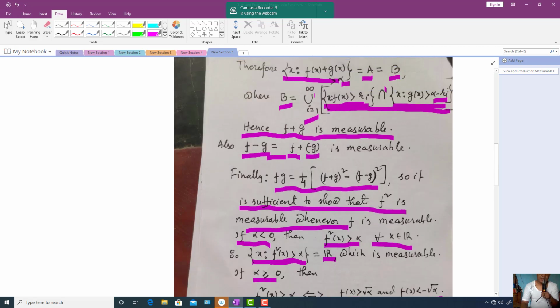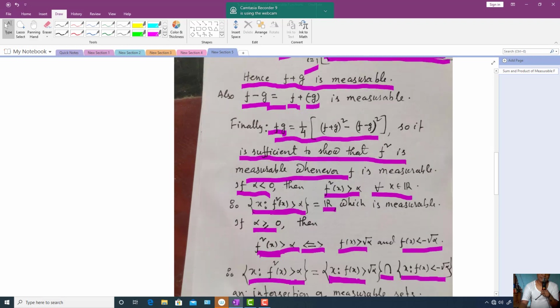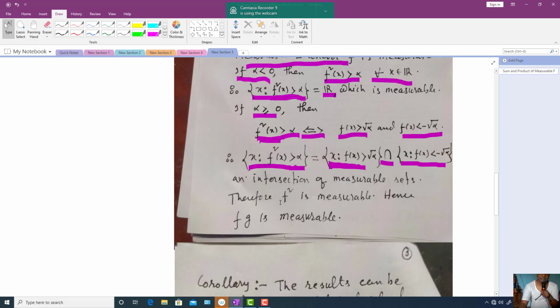All right, so that means what? F plus g is measurable. Let me explain again. F plus g is measurable, therefore its square is also measurable. F minus g is measurable, its square is measurable. The difference of two measurable functions is measurable, as we have just shown. Therefore this is measurable, and multiplication by a constant is also measurable, therefore this is measurable. So now we have proved the product of two measurable functions is also measurable.